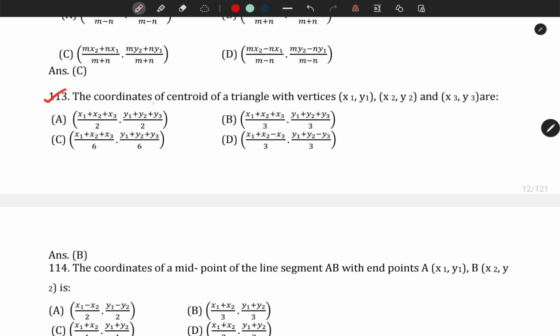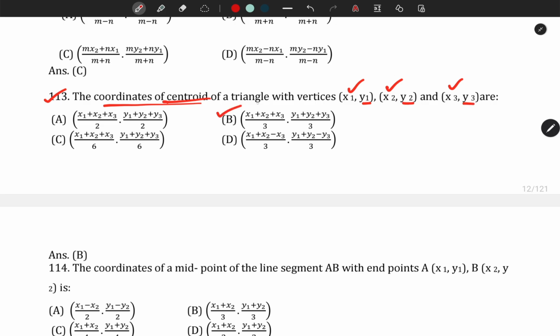The next question is the centroid formula, to find the coordinates of the centroid of a triangle. This also is not there in this year's book. Anyway, to find the centroid, we just add x1 plus x2 plus x3, then divide by 3, and then to find the y portion, y1 plus y2 plus y3 divided by 3.